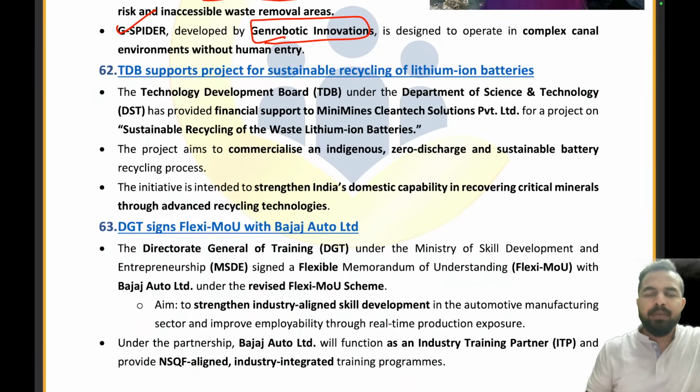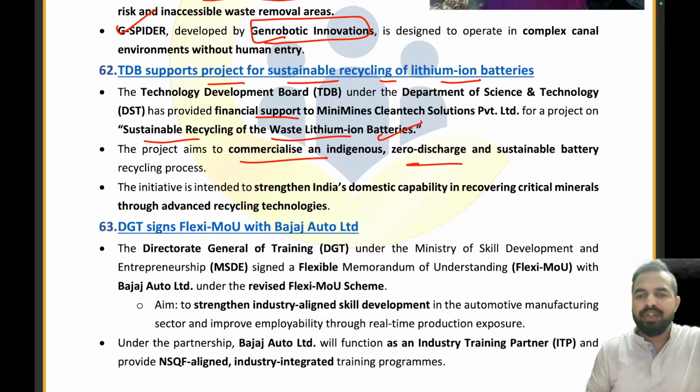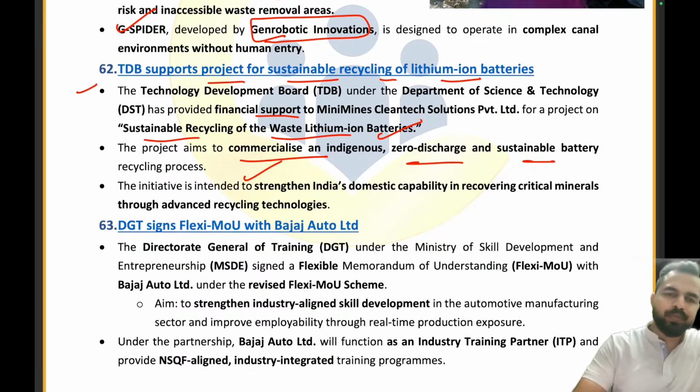The TDB supports project for sustainable recycling of lithium ion batteries. Right? TDB, that is the Technology Development Board under the Department of Science and Technology, has provided financial support for a project on sustainable recycling of waste lithium ion batteries. It aims to commercialize an indigenous zero discharge and sustainable battery recycling process. Not that much relevant from examination point of view.